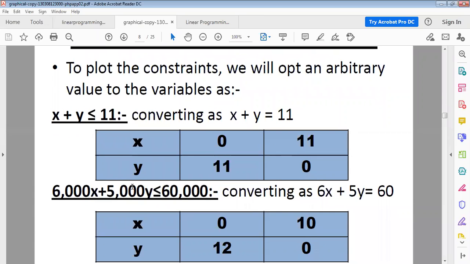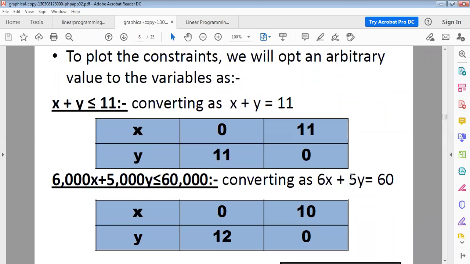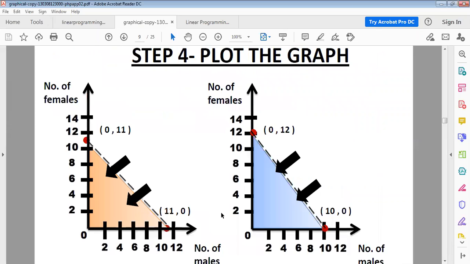Now for the second constraint, converting this inequality to an equality equation, we divide by 1000. For x equals 0, 5y equals 60. That means y equals 12. Now if y equals 0, then 6x is equal to 60. So x equals 10. There are another 2 points.